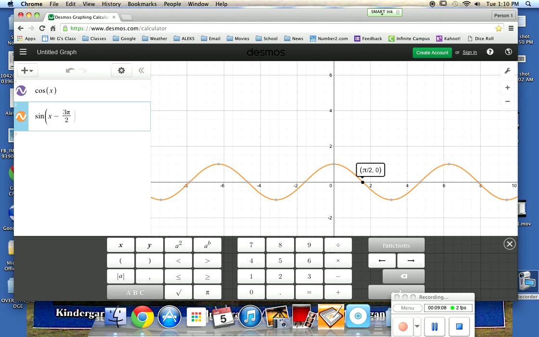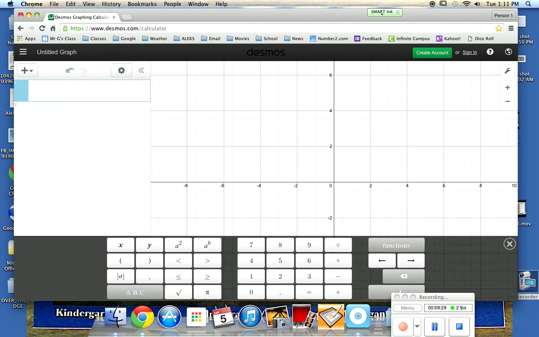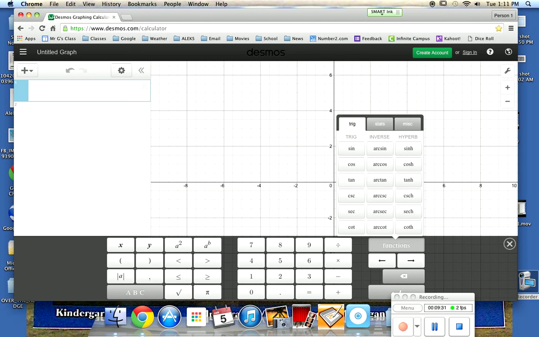Okay? So there are phase shifts. And what it did is it took my sound wave and moved it different ways on the graph this way. That's sine and cosine, which are fun to work with because they're so similar. But now what if we get into tangent? What happens in tangent? It's a little bit different.